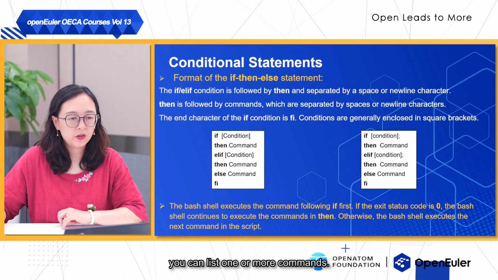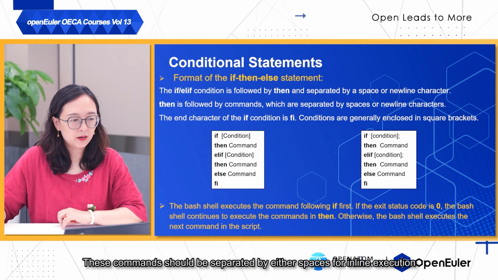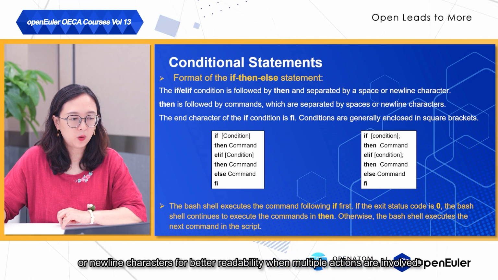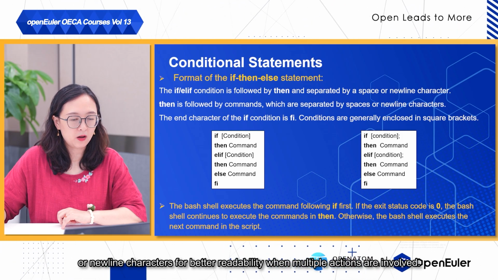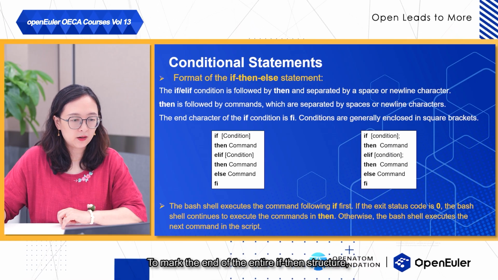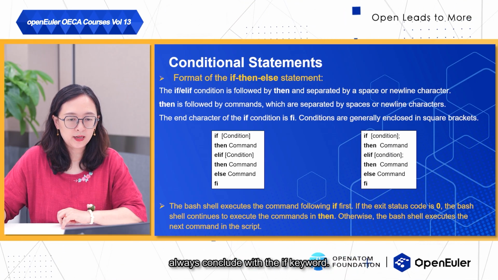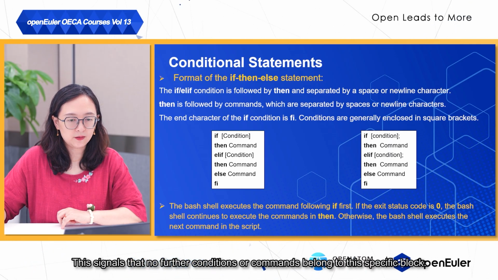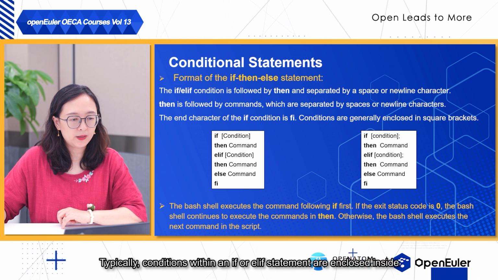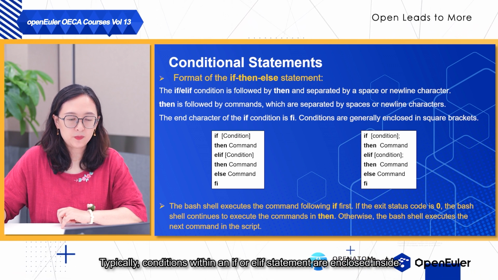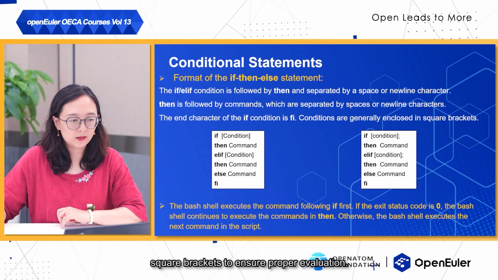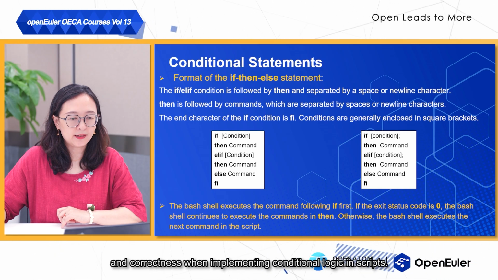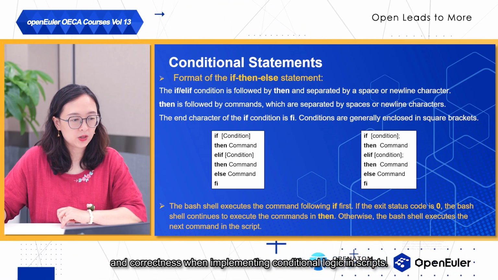Following the then keyword, you can list one or more commands. These commands should be separated by either spaces or inline execution or new line characters for better readability when multiple actions are involved. To mark the end of the entire if-then structure, always conclude with the fi keyword. This signals that no further conditions or commands belong to this specific block. Typically, conditions within an if or else-if statement are enclosed inside square brackets to ensure proper evaluation. This structured approach ensures clarity and correctness when implementing conditional logic in scripts.